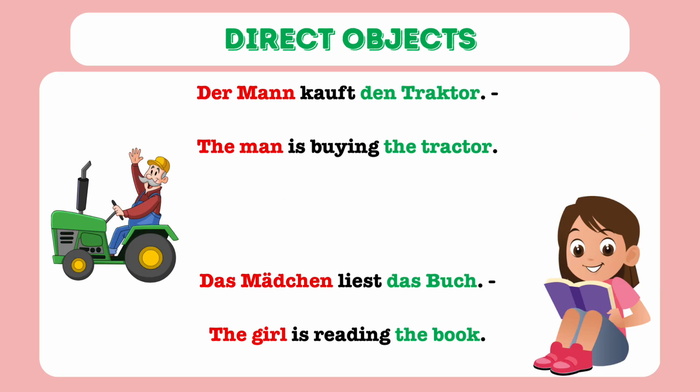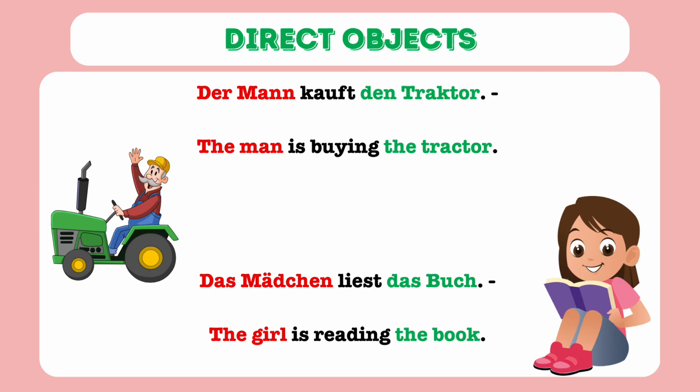Der Mann kauft den Traktor. The man is buying the tractor. Again, the tractor is the thing being bought and therefore is the direct object and shown in the accusative case in green. Das Mädchen liest das Buch. The girl is reading the book. The book, of course, is the direct object.